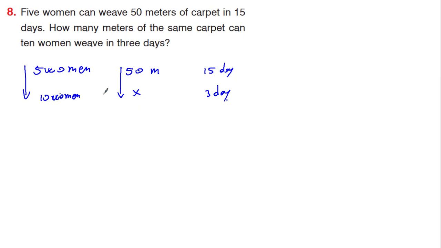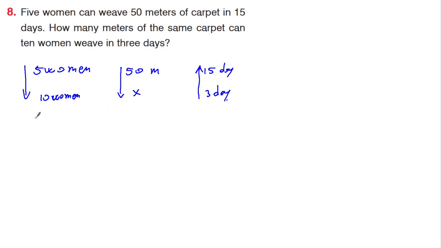So direct, that means both arrows will point in the same direction. Now, comparing women and days. If you increase the number of women working in this job, will that result in the same job being performed in less time or more time? Increasing the number of workers results in fewer days. So it's inverse. That means the arrow will point upwards.